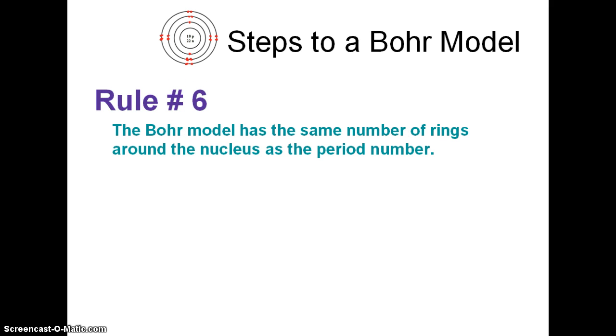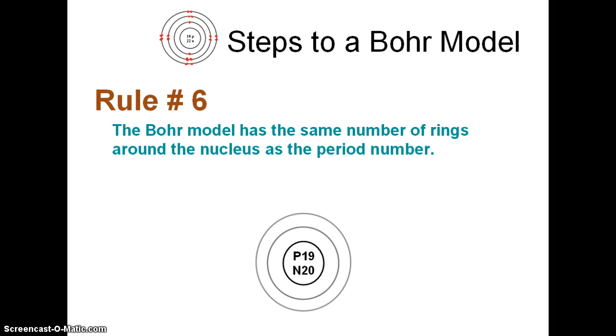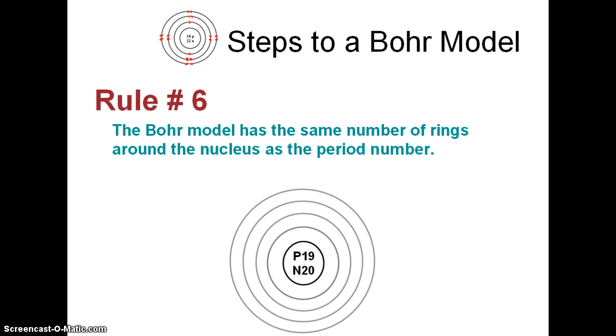All right, rule number 6. The Bohr model has the same number of rings around the nucleus as the period number. So remember, potassium was in the 4th period. So you wrote down this nucleus, add 4 rings around it. Draw 4 rings. 1, 2, 3, and then the last one, 4.